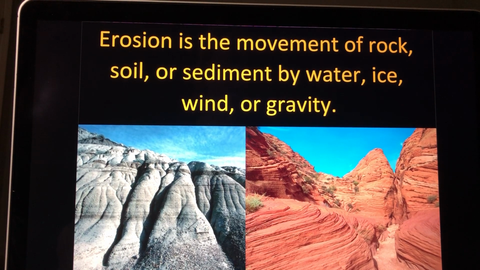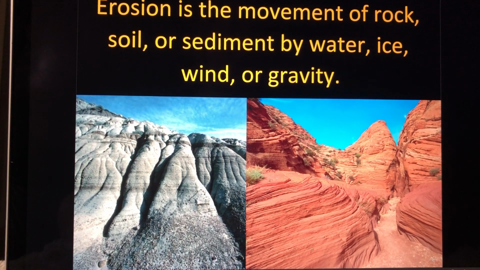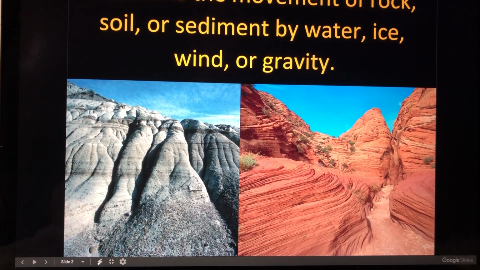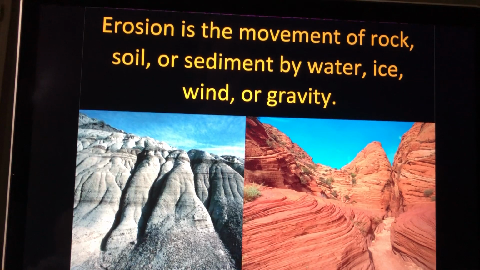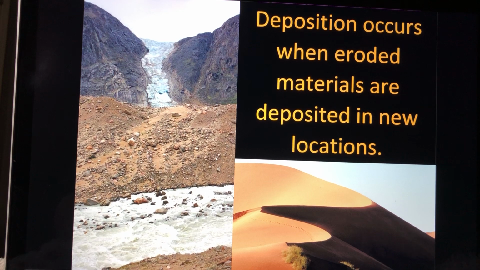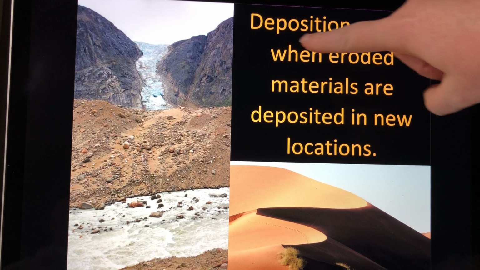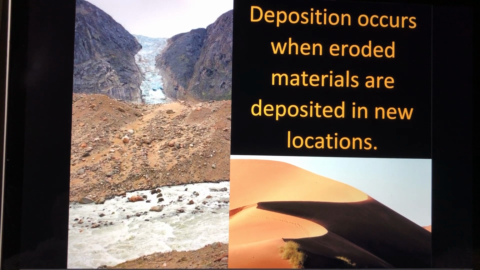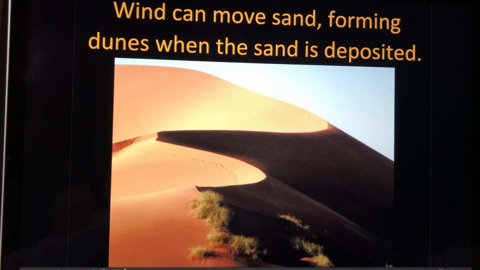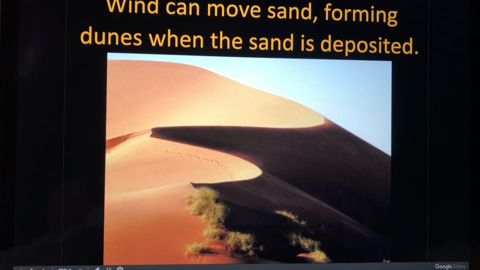So erosion is the movement of rock, soil, or sediment by water, ice, wind, or gravity. I love those pictures. That's kind of cool. Deposition occurs when eroded materials are deposited in new locations. So think of that word position and how it's going to get a new position, like the sand dune picture that I love, and that moraine over there on the left. Wind can move sand, forming dunes when the sand is deposited. Way cool.